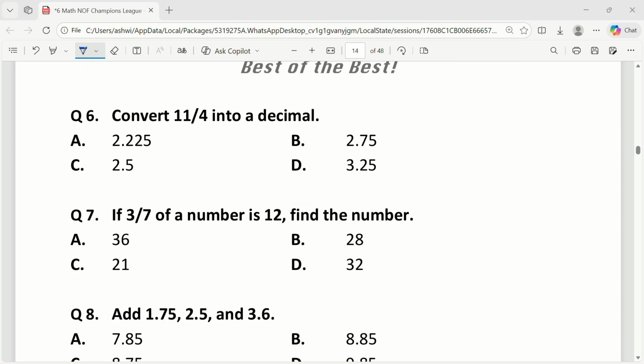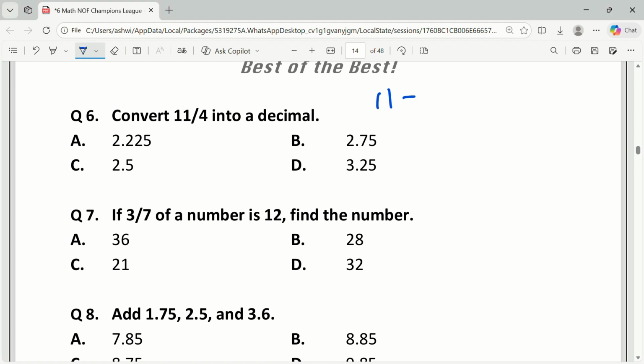Question number 6. Convert 11 by 4 into a decimal. To convert a fraction into a decimal, the numerator is divided by the denominator. That is 11 divided by 4, which is equal to 2.75. Comparing with the options, the answer is B, 2.75.